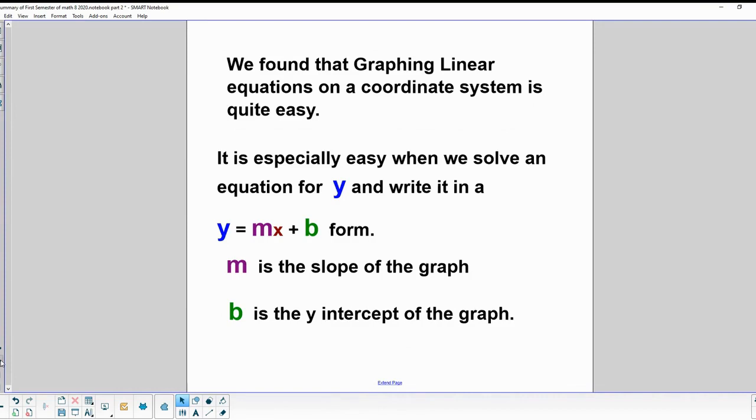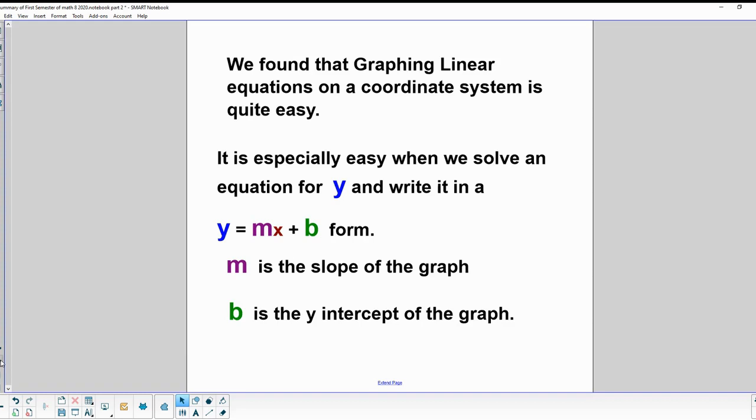We found that graphing linear equations on a coordinate system is quite easy. It is especially easy when we solve an equation for y and write it in a y equals mx plus b form. When we solve the equation like that, the act of solving it for y and leaving a number in front of x, the number in front of x, which we called m, is actually the slope of the line that you would graph from that equation. Any number behind x that we called b is actually the y-intercept of the graph.